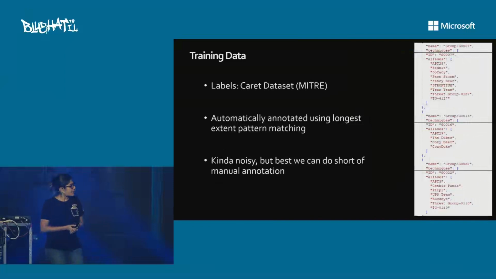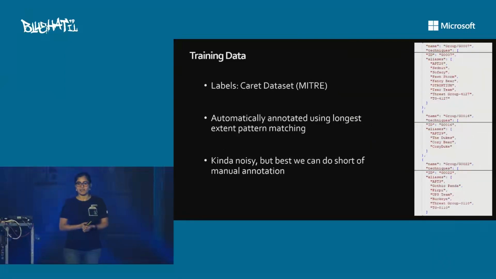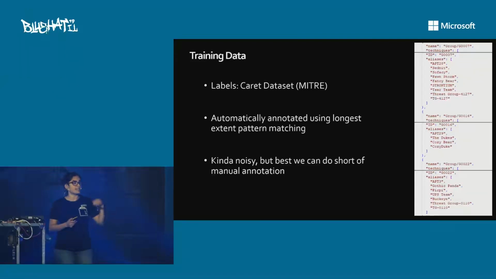To label our training data, we relied on the ATT&CK dataset, which is provided by MITRE. MITRE is an American nonprofit. It contains a JSON structure with the list of all the actor names, their aliases, and the techniques they use. I put in a screenshot of that here. We used the data as a list of tags, and then we annotated our corpus using longest extent pattern matching.